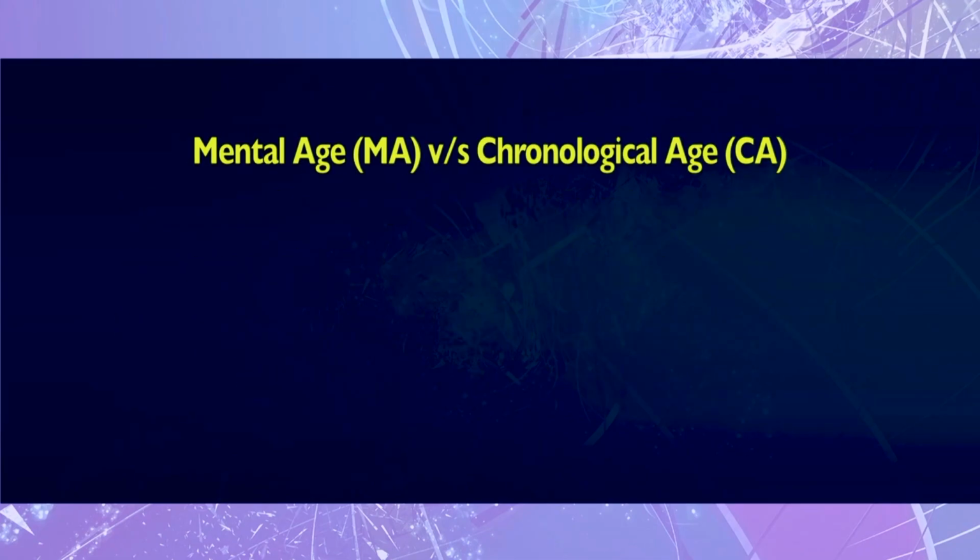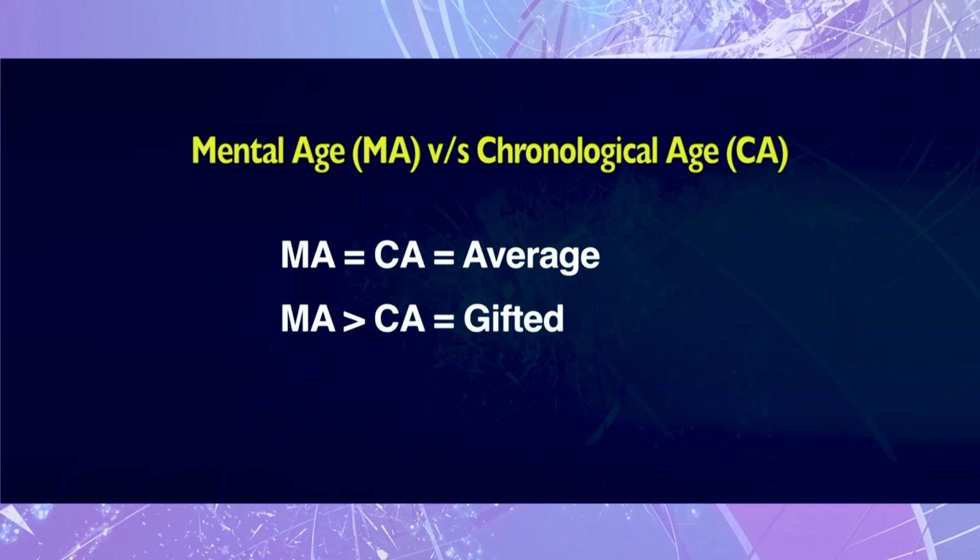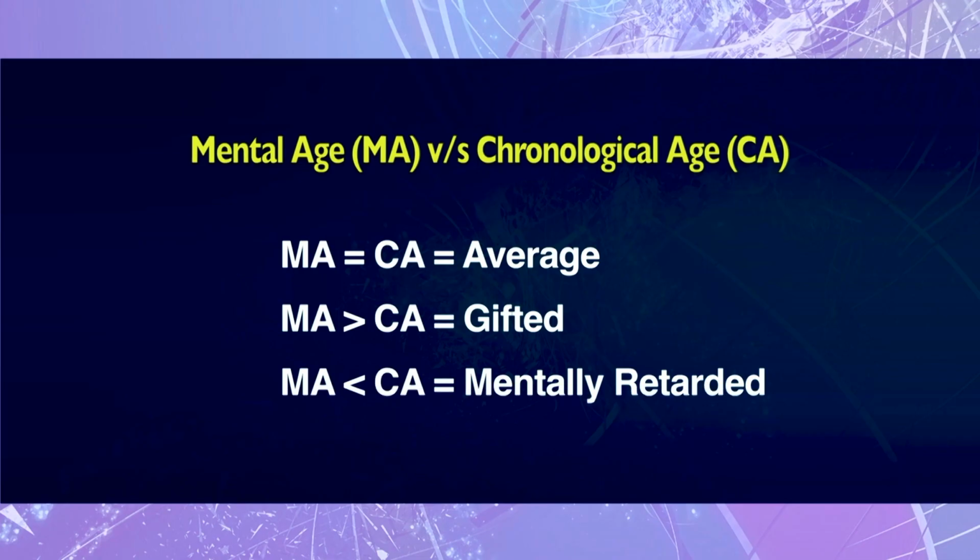One compares the child's mental age to his or her chronological age. If the mental age is the same as the chronological age, then the child is average. If the mental age is higher than the chronological age, then the child is mentally advanced, or what we call gifted. If the mental age is lower than the chronological age, then the child is mentally retarded or behind his or her peers in the intellectual development.